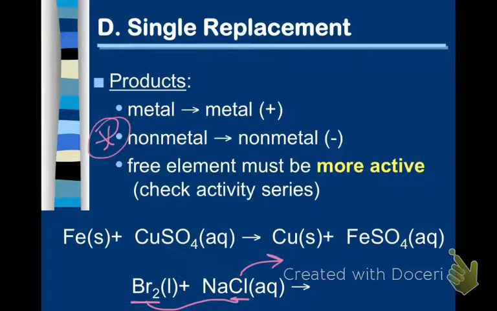Look at your activity series. Is bromine more active than chlorine? Is bromine higher in the chart? No. So even if you put these two together, there will not be a reaction. So I put NR there for no reaction. Put them together, it doesn't matter. You're still going to have bromine liquid and sodium chloride. No reaction. That is single replacement.